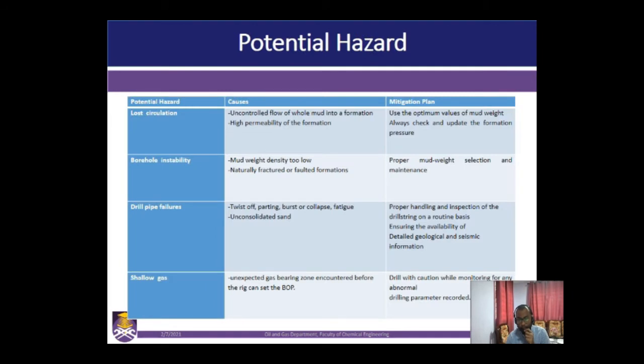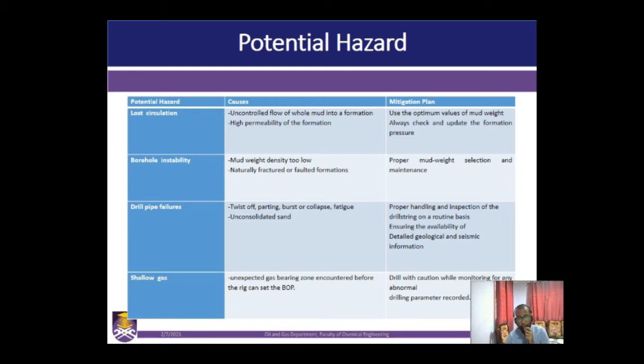This is the potential hazard for drilling. First is loss circulation that comes from the uncontrolled flow of the whole mud into the formation, high permeability of the formation. The mitigation plan is use the optimum value of mud weight, always check and update the formation pressure.